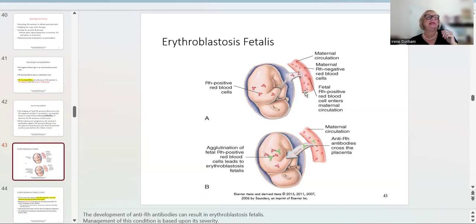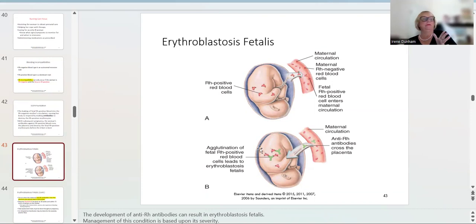But when we have some leakage, mom's negative is now mixing in with baby's positive. Then you have these warriors called antibodies that cross that placenta. They go, okay, we're going to knock out these beautiful red blood cells. That poor baby then has a decrease in RBCs, or erythrocytes, and can be very anemic, severely. That's why it's called erythroblastosis fetalis.